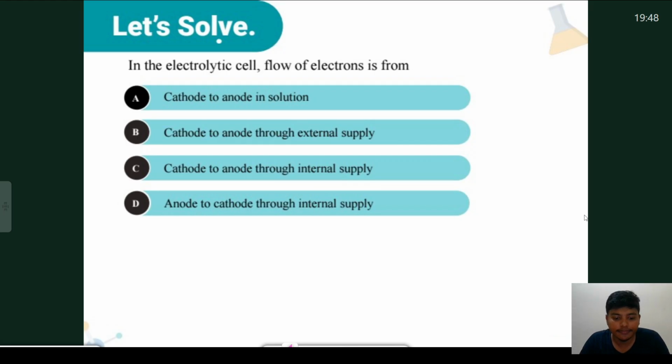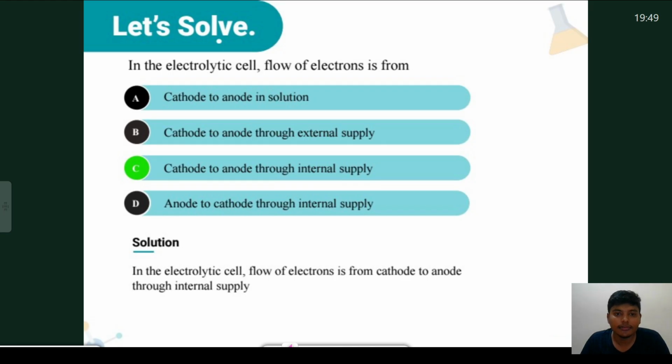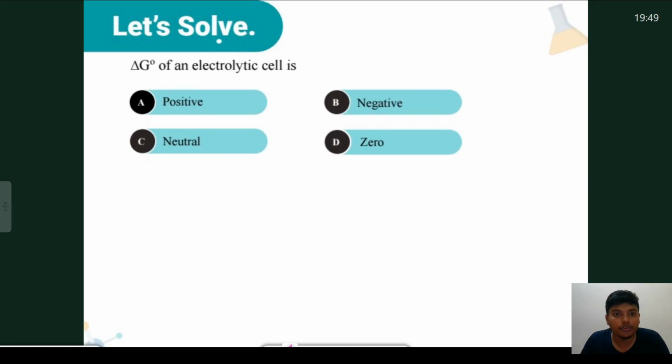Option 12. B. Anode to cathode through internals. Internal supply or external supply? External supply. See, if you're talking about internal supply, then cathode to anode. External supply, anode to cathode. Okay? Clear?